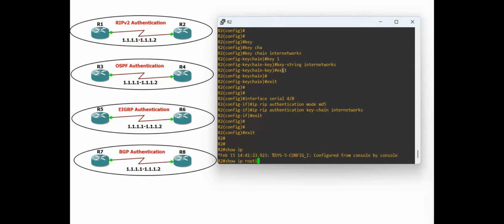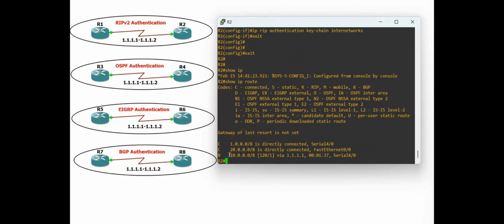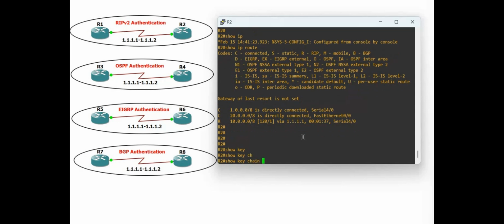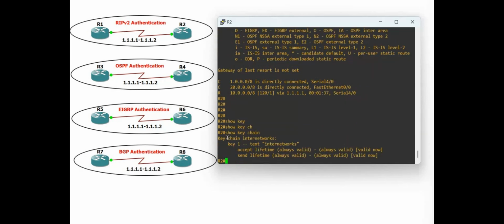Show IP route, you can see the routes are still there. Now let's verify the key chain. Show key chain, you will see the key chain name and key and all the other information. So that's how you can configure MD5 authentication on RIPv2.